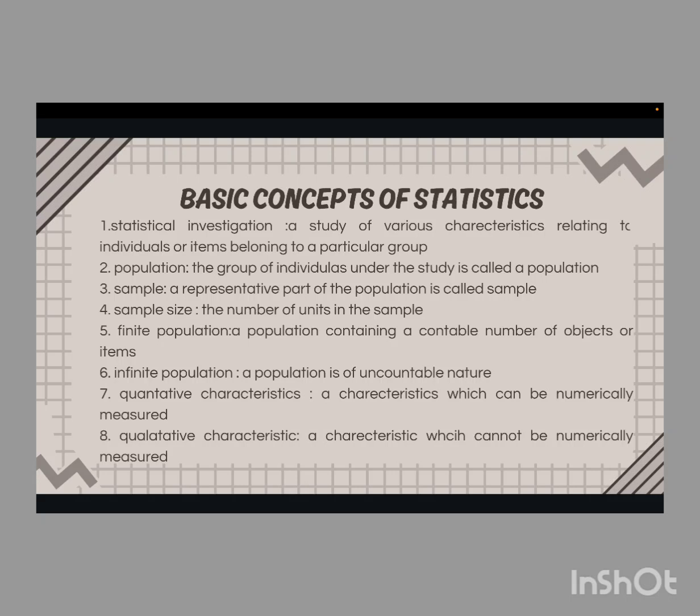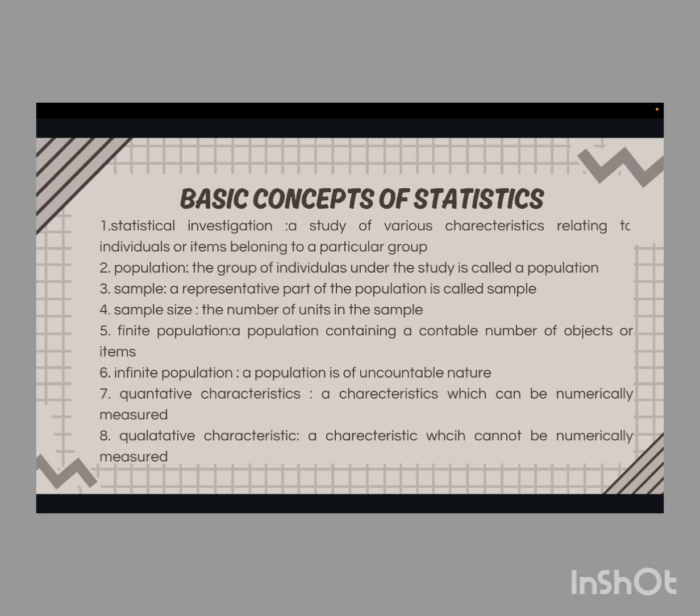Finite population, a population containing a countable number of objects or items. So these 50 students are countable. So that's why they are a finite population. Infinite population is of an uncountable nature. Can I sit and count my hair? No. Why? Because they are of uncountable nature.